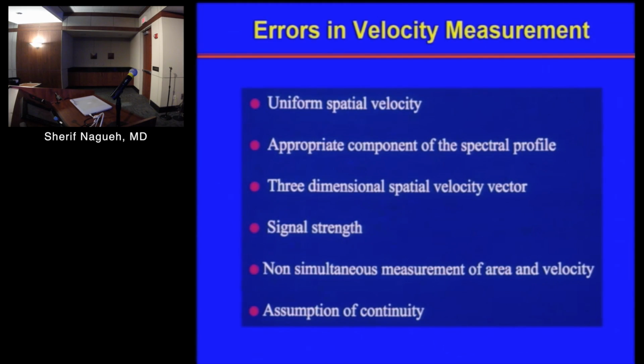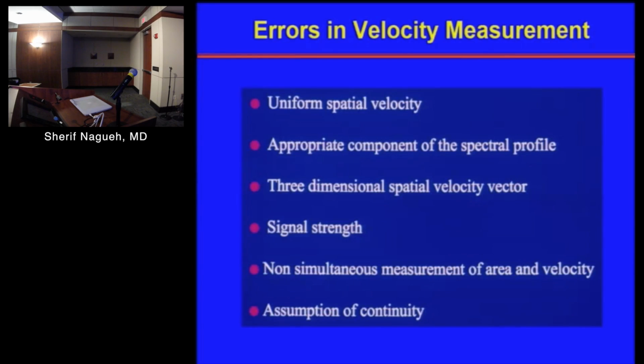You frequently see this in patients who are on a mechanical ventilator. In this situation, if you wait and acquire more cycles, you can present them for whoever is reading, and they will be able to select the proper signal strength. Non-simultaneous measurement of area and velocity is not a problem for people in sinus rhythm, but when there is a lot of arrhythmia, when there is atrial fibrillation, that becomes a problem, and you have to choose RR intervals that match.